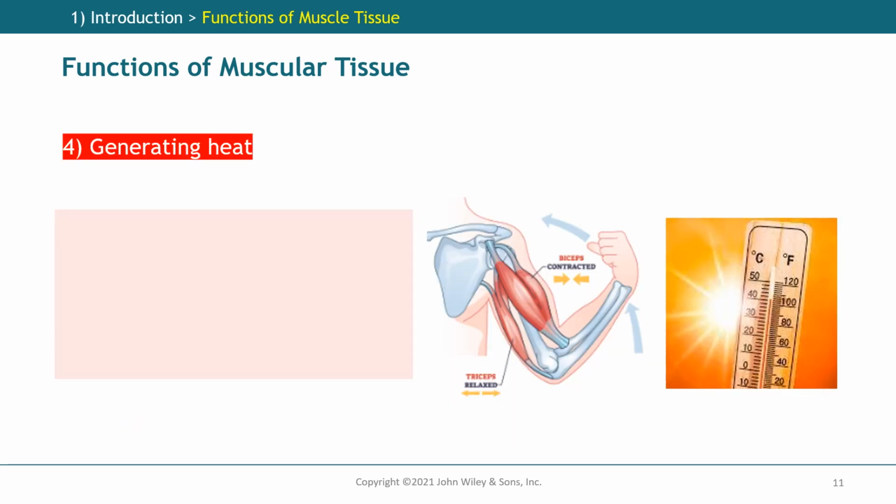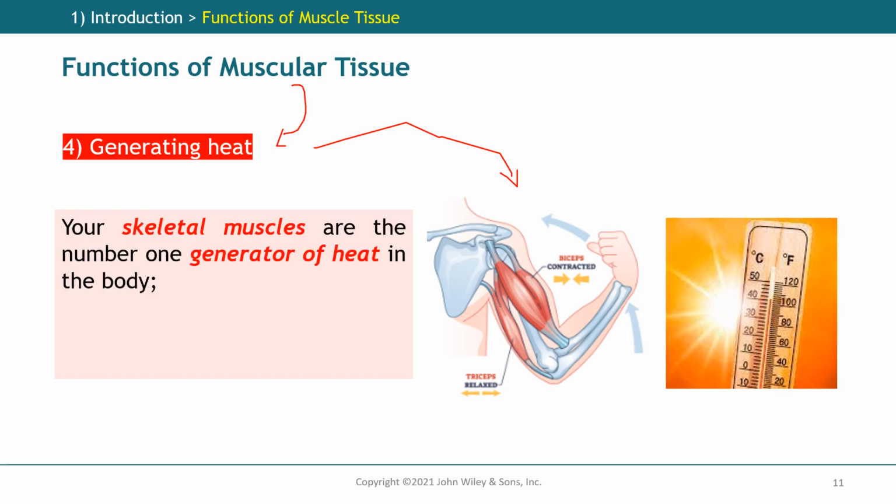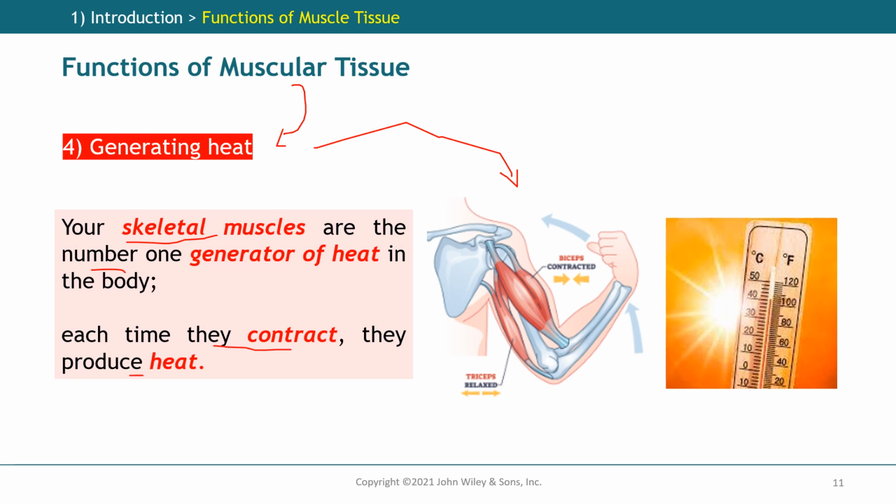The last function of the muscular tissue that we are going to talk about today is the generation of heat, and how the muscles, in particular the skeletal muscles, are important in regulating the body temperature, because every time that there is a contraction of muscles, in addition to movement, you release heat. So for that reason, skeletal muscles are an important component, the number one component in the thermoregulation of your body. Remember, skeletal muscles are the number one generator of heat, and how they do it: every time that they contract, they also produce heat.